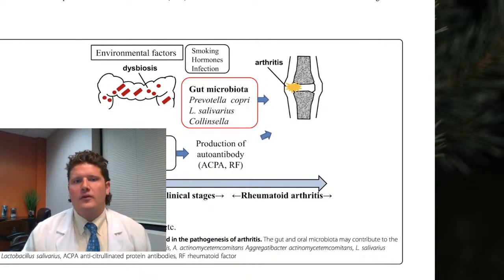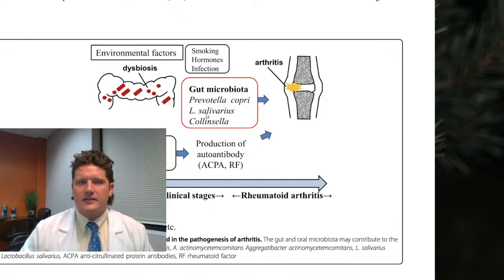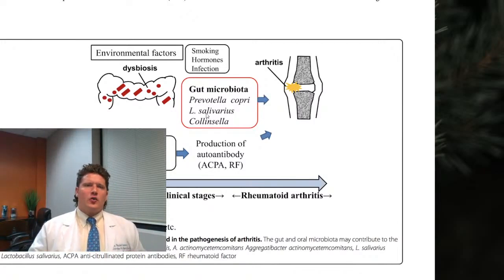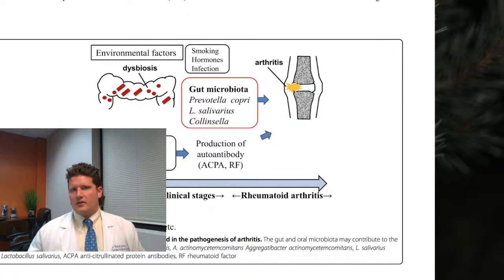That's really important. And then even more interestingly, they've seen in the literature this connection that the CCP antibodies actually show up before the disease process shows up. So CCP antibodies precede the onset of rheumatoid arthritis.